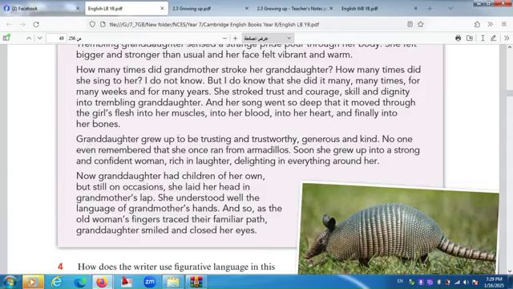Granddaughter grew up to be trusting and trustworthy, generous and kind. No one even remembered that she once ran from armadillos. Soon she grew up into a strong and confident woman, rich in laughter, delighting in everything around her. Now granddaughter had children of her own, but still, on occasions, she laid her head in grandmother's lap. She understood well the language of grandmother's hands, and so, as the old woman's fingers traced their familiar path, granddaughter smiled and closed her eyes.